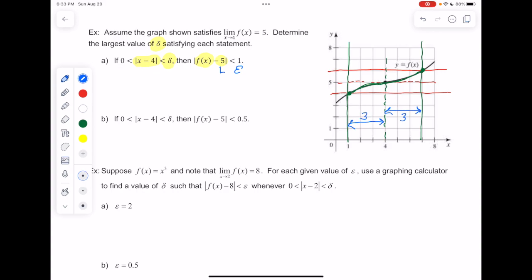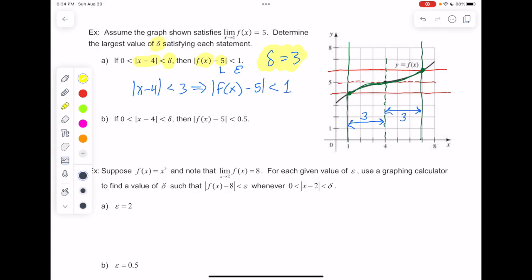So it looks like the distance on the right is 3, and the distance on the left is 3. So we could end up saying, all right, as long as you make sure that the absolute value of x minus 4 is less than 3, that will imply that the absolute value of f of x minus 5 is less than 1. So our delta is 3. So that's our answer.